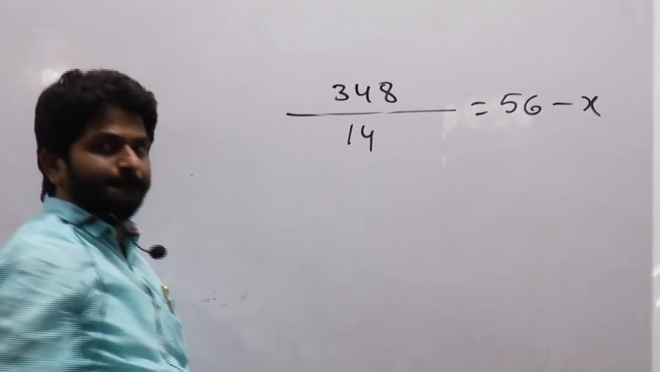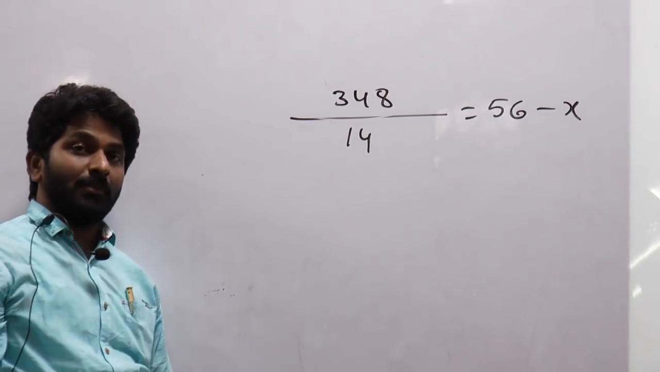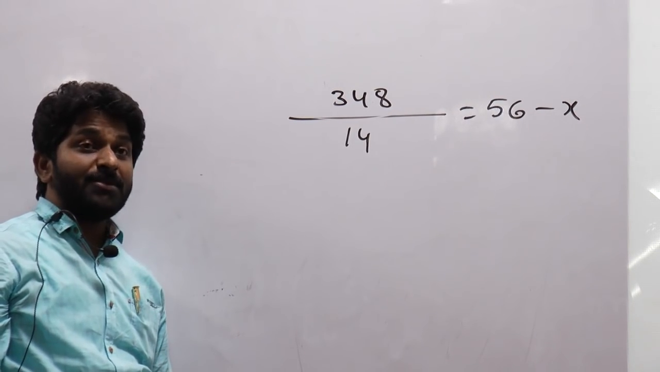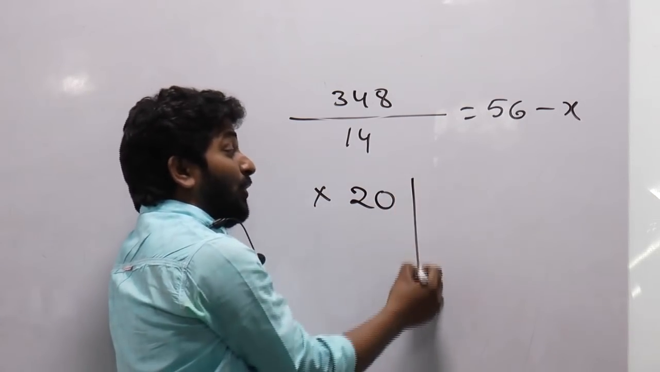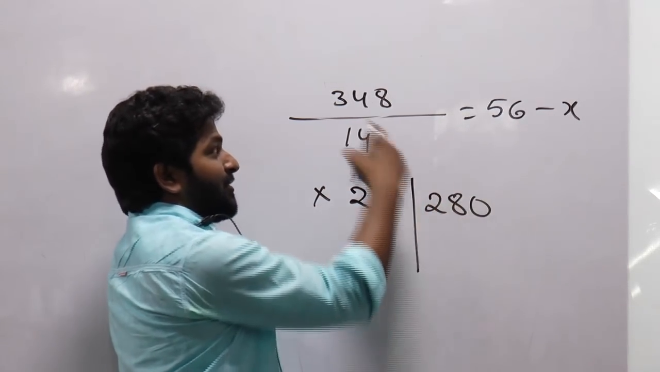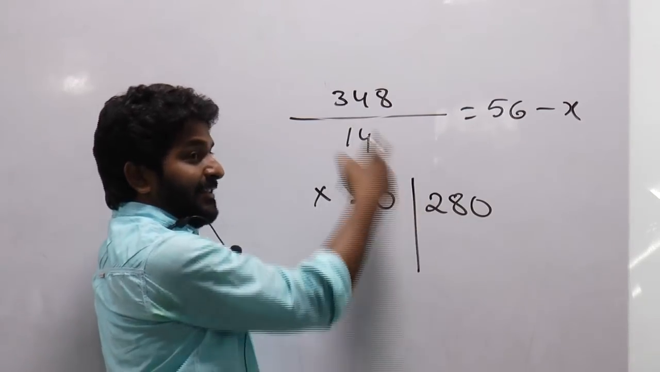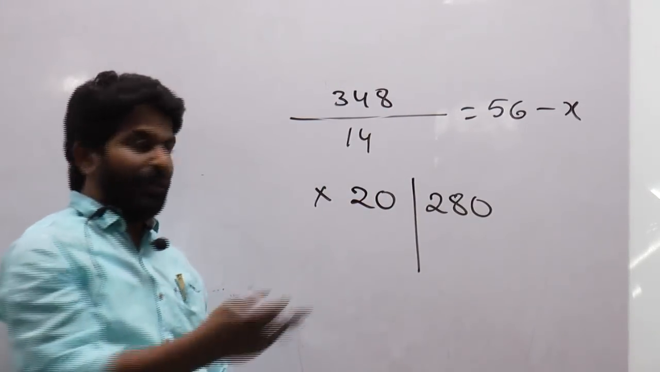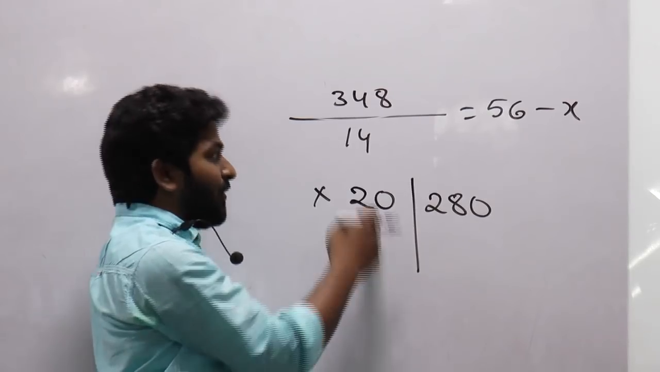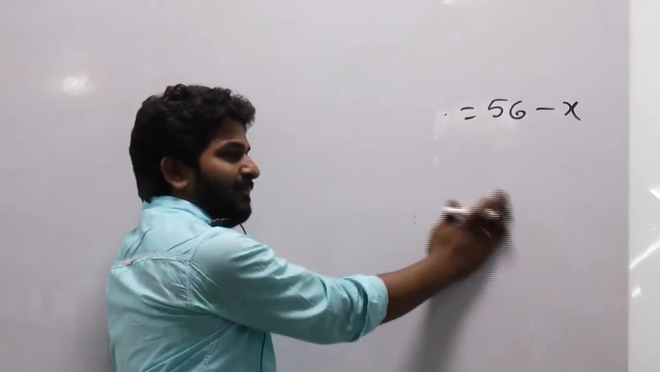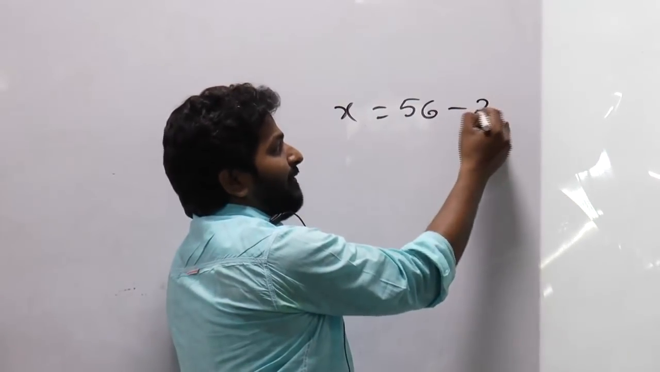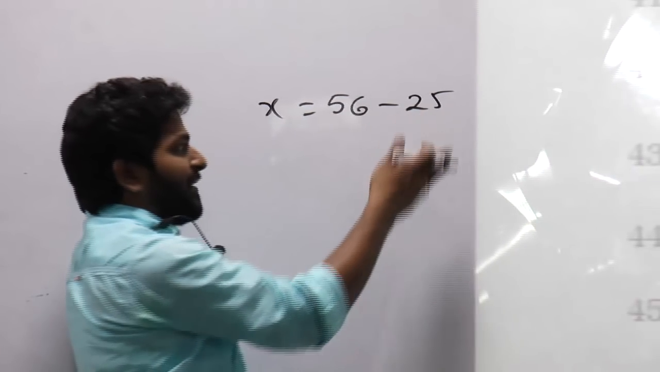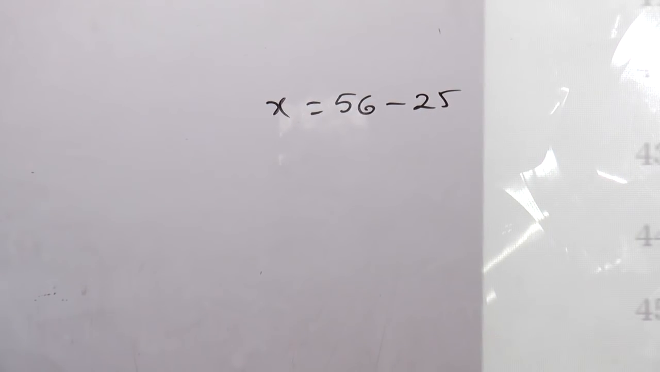14 3 times? 42. 14 2 times? 28. 14 20 times? 280. Still you have 68. 68 is nearby 70, which is 14 5 times. So you can treat this number as 25. Take x to this side, left hand side, that becomes plus x, and 25 becomes minus 25. 56 minus 25, 31.